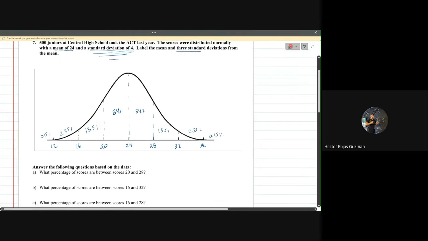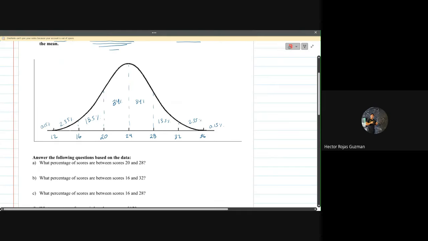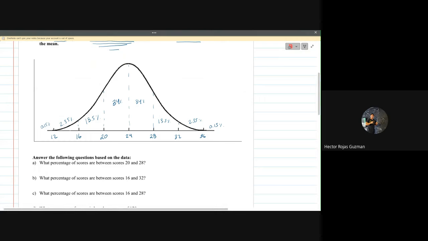Okay, so let's see the questions. What percentage of scores are between 20 and 80? Well, here's 20 and here's 80. If you look inside those green lines, we have a total of 68%. So you're going to say 34 plus 34 equals 68% of scores are between 20 and 28. That's it. Make sure that you write a sentence with this because we do have to make sense of the data.